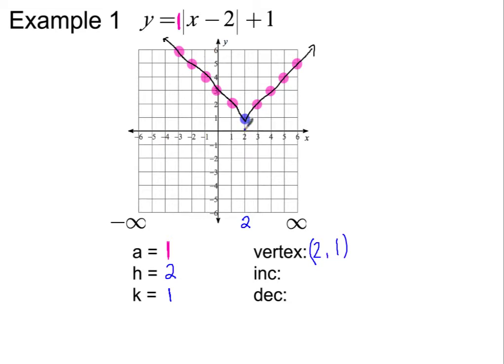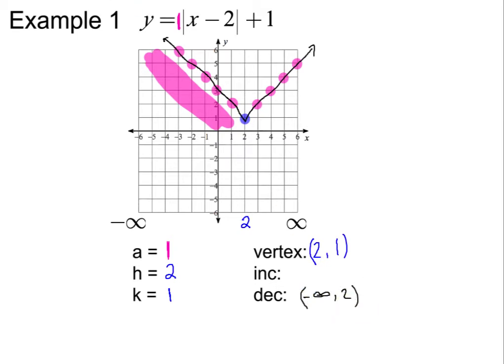If I look to the left side of 2, over this way, that part right there, the slope on that side is, of course, negative. So that means I'm going to be decreasing. I'm going to have decreasing from negative infinity all the way up to 2.